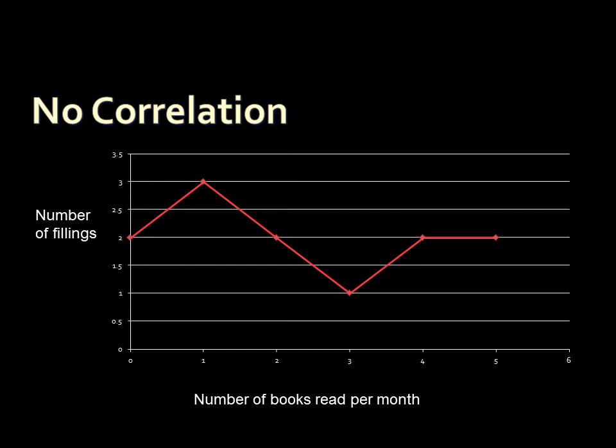And if you graphed the scores on here, so again, you have 100 people, you measure the number of their fillings, you measure the number of books they read per month, and then you graph all of that data. I am assuming that what we would find is a graph that makes no sense. It goes up, it goes down, it goes flat, and there's no correlation here. So in this case, we should see a correlation of 0. The correlation coefficient should be 0.